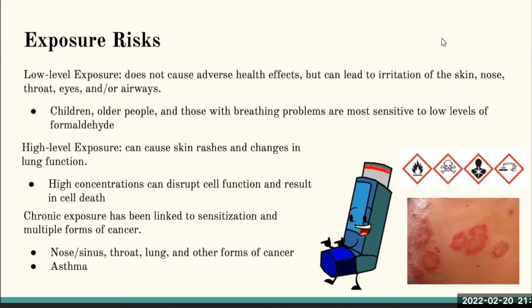People in riskier health categories are much more likely to react to low levels of exposure. Being exposed to high levels of formaldehyde is much more dangerous and can result in severe skin rashes and actually lead to permanent changes in lung function, and in the worst cases, cause cell death. Chronic exposure at a level higher than the typical everyday exposure to formaldehyde can lead to developing asthma and has been linked to many forms of cancer, namely those involving the breathing pathways.